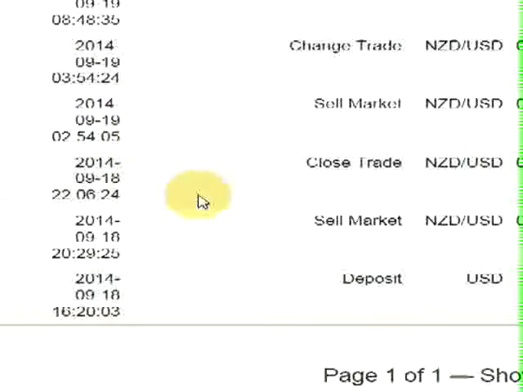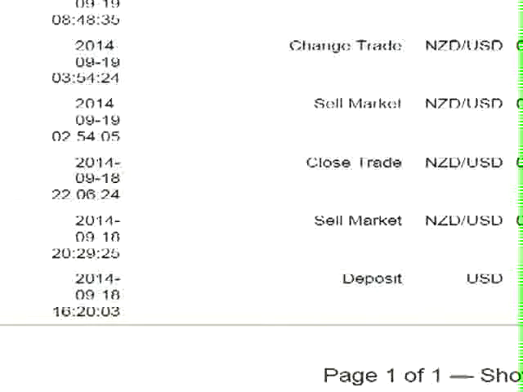So the first trade was really at 10:29 p.m. Eastern time on the 18th. That would have been Thursday, and it ended at 12:06 a.m. on the 19th Eastern time. Second trade was entered on the 19th at 4:54 a.m. Eastern time and closed at 10:48 a.m. on the 19th Eastern time.